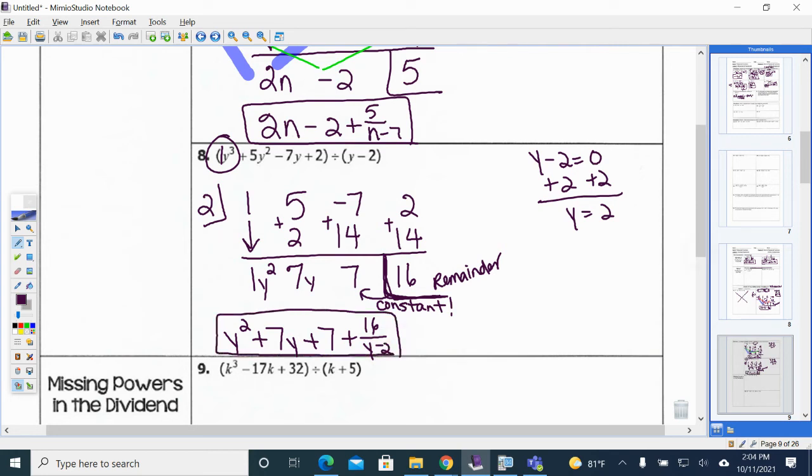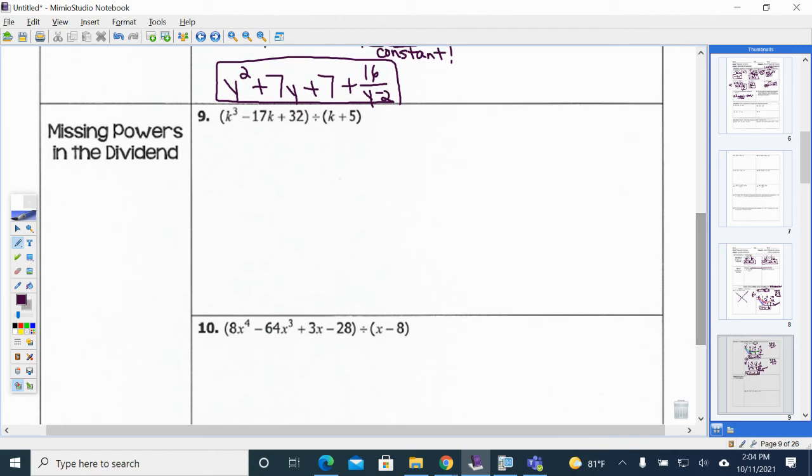All right, so that brings us to this last section of our notes. What if we have missing powers in the dividend? So look at the dividend here. K cubed minus 17k plus 32. When we talk about standard form, it says to start with the largest exponent and decrease as you go. So where's the k squared? Well, there is no k squared.